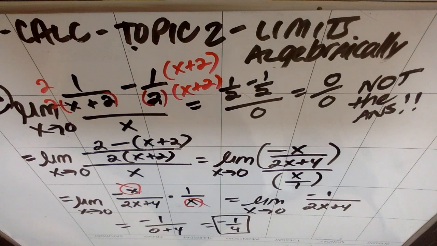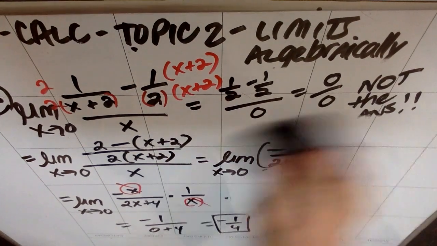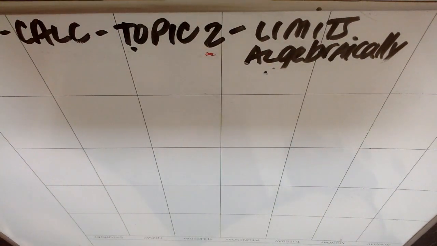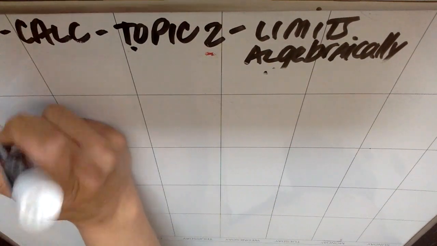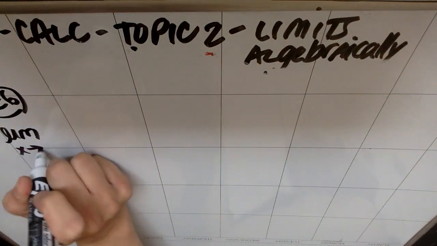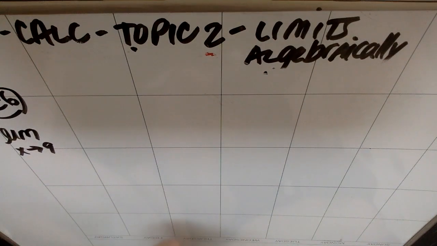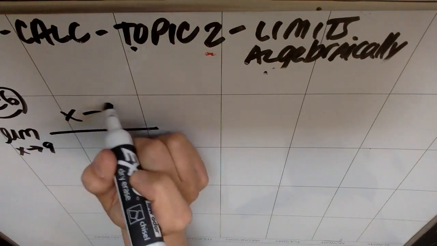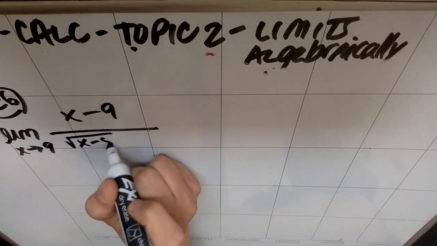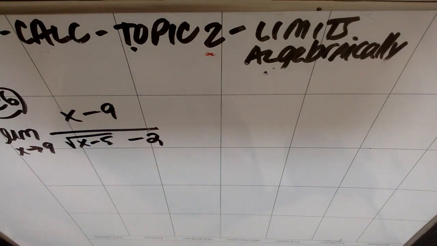Last but not least, we're going to do one with some square roots. Good times. So in example 6, we have the limit as x approaches 9 of x minus 9 on top of a square root of x minus 5, all minus a 2. Notice the 2 is not inside the square root.